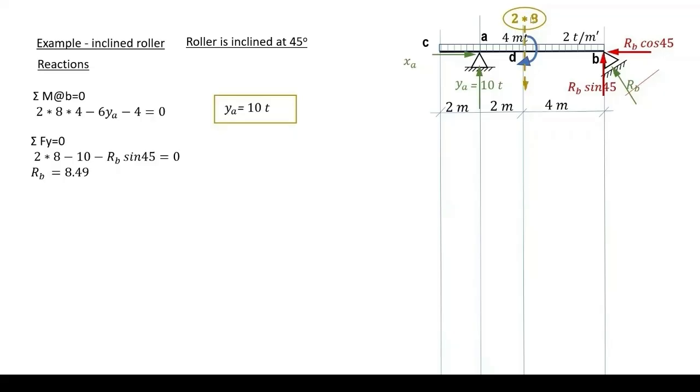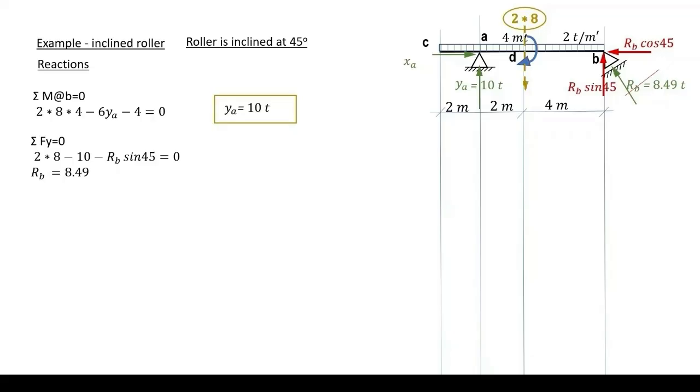So 2 by 8 is taken as a positive force, therefore 10 will be a negative force and RB sine will be a negative force. This gives RB 8.49 and plotted on our diagram.